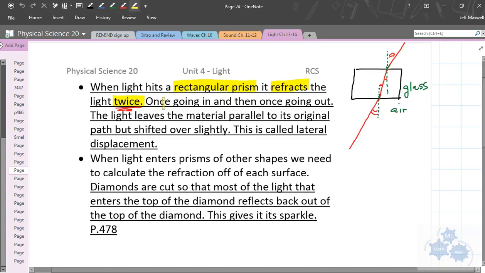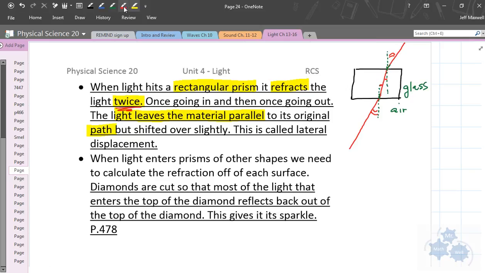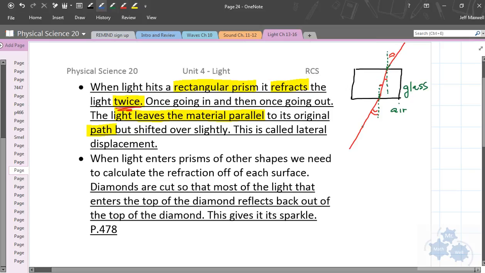So as we continue reading, it says the light leaves the material parallel to its original path. So, a little tough to draw again, but I'll do my best here. So this ray and this ray are parallel. They're exactly the same distance apart if you were to stretch this line out. They're the same distance apart. Parallel, but shifted slightly. This is what lateral displacement is.